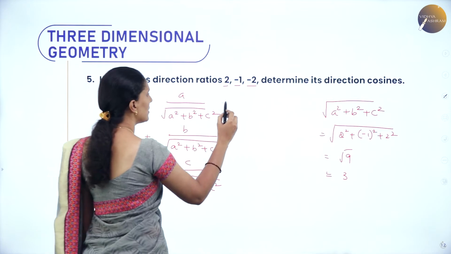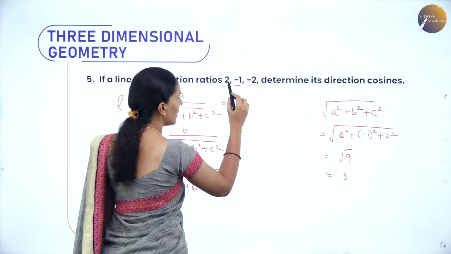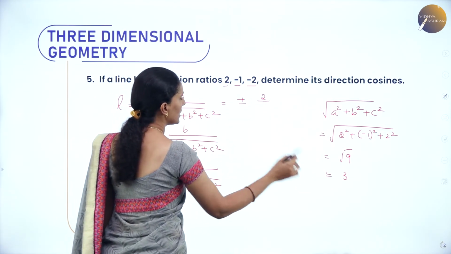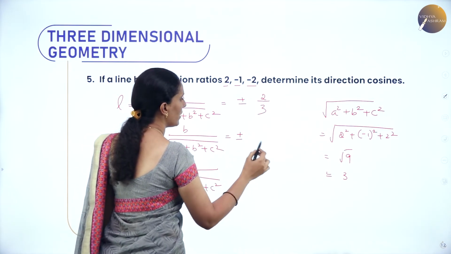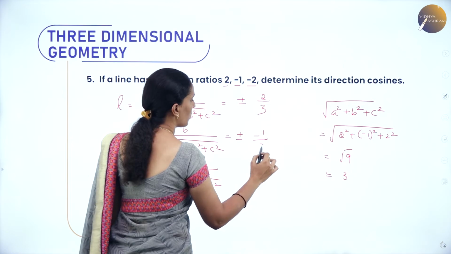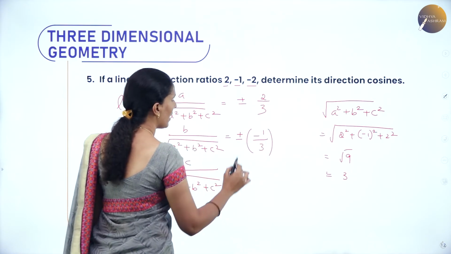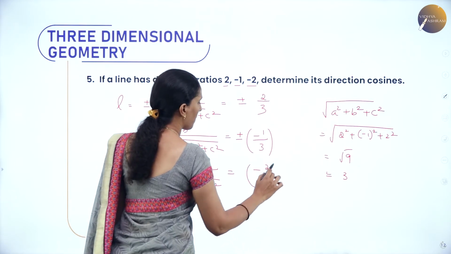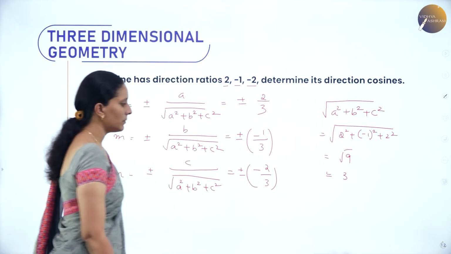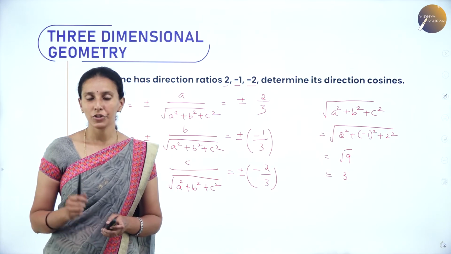Now we will write this. This is equal to plus or minus A value, which is 2, over 3, B value, which is minus 1, over 3, and C value, which is minus 2 by 3. So we have plus or minus here. So these are the direction cosines of the given line.